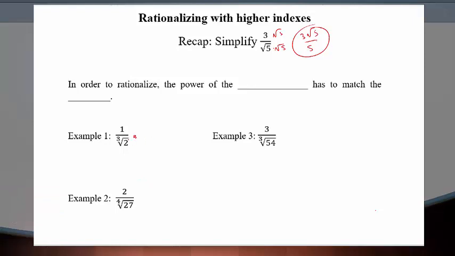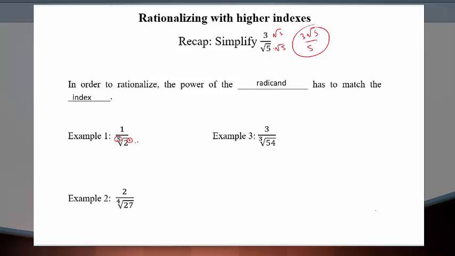So what we're going to do is focus on a goal. We want the power of our radicand to match our index. And what I mean by that is, if you notice, 2 is to the first power right now. So this is the power of the radicand. I want that to either match that or be a multiple of that. So right now it's not.